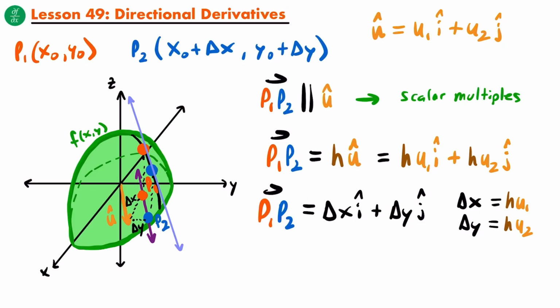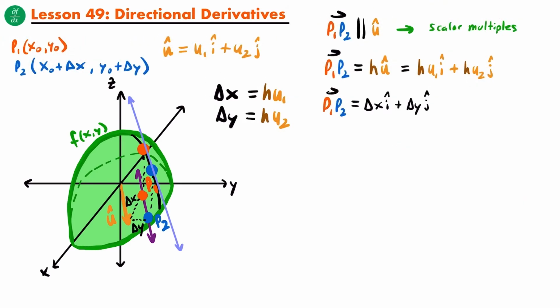And so that's good, but at this point you're probably wondering, what does this do for us? What is the point of this? Well, now what we can do is actually set up a calculation for the directional derivative at this point in the direction of u using the limit definition of a derivative, and these definitions of delta x and delta y will help us properly set up that definition. And so here's what I mean by that.